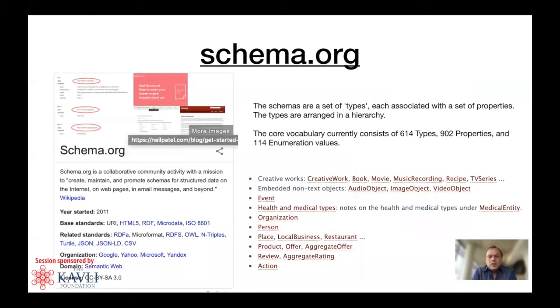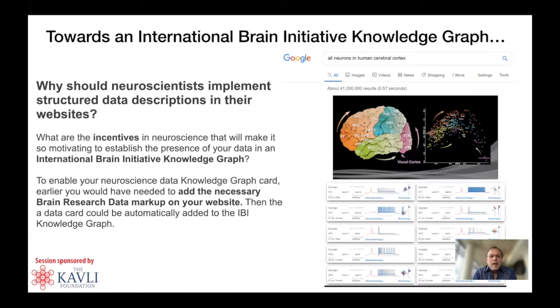The structure of that metadata comes from schema.org, which has data type definitions, data schemas for events, organizations, people, places, businesses, products, and so on, as well as data sets. And so we need to think about how we get that information about neuroscience data sets actually populated into websites, and what the incentives are to do that. Of course, in the context of the IBI, the interest is to make that data visible, searchable, and accessible to other scientists around the world.